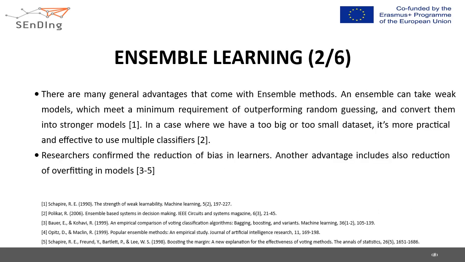There are many general advantages that come with ensemble methods. An ensemble can take weak models, which meet a minimum requirement of outperforming random guessing, and convert them into stronger models. In a case where we have a too big or too small dataset, it's more practical and effective to use multiple classifiers. Researchers confirmed the reduction of bias in learners. Another advantage includes also reduction of overfitting in models.